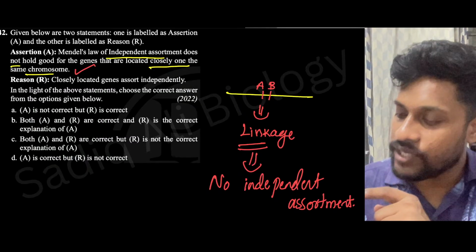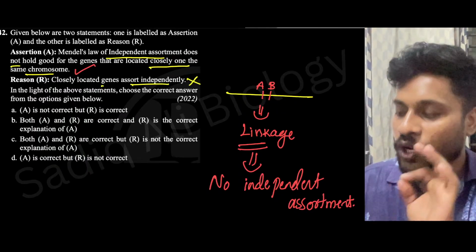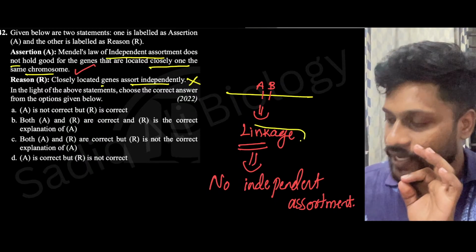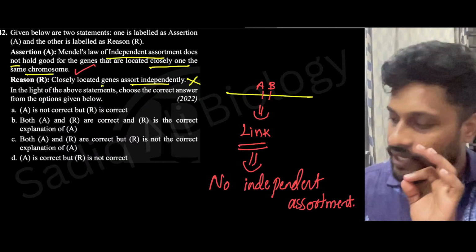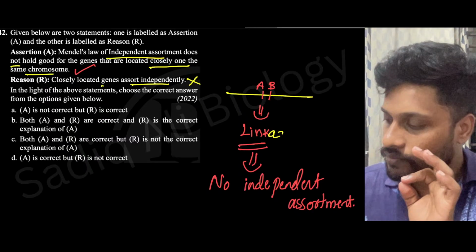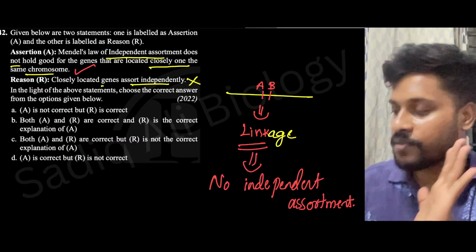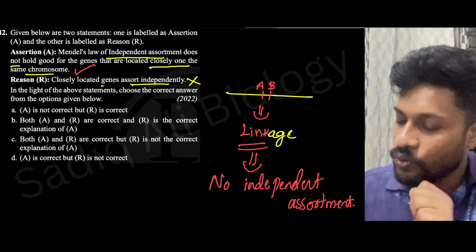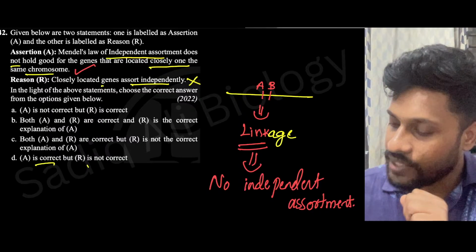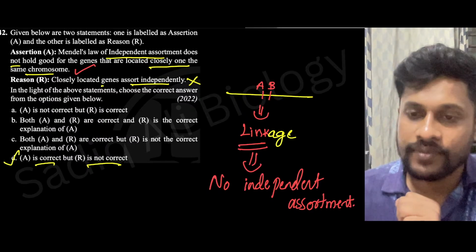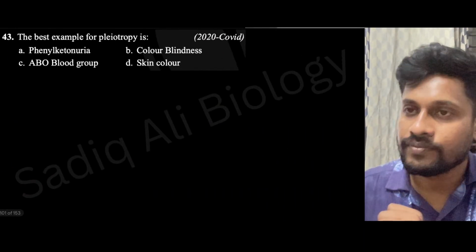Closely located genes assort independently. This is wrong, because if they are closely located genes, then they show linkage. If they show linkage, then independent assortment is not possible, right? So what will be the answer? Assertion is correct, but reason is not correct. Option D. Yes, guys, very good, very good. Let's move to the next question.